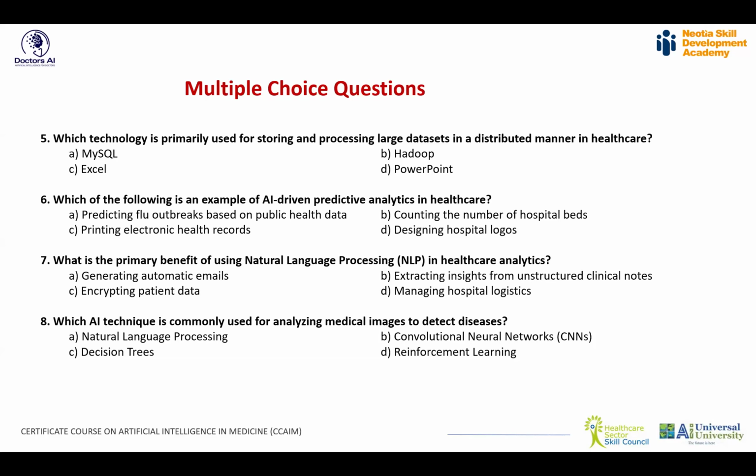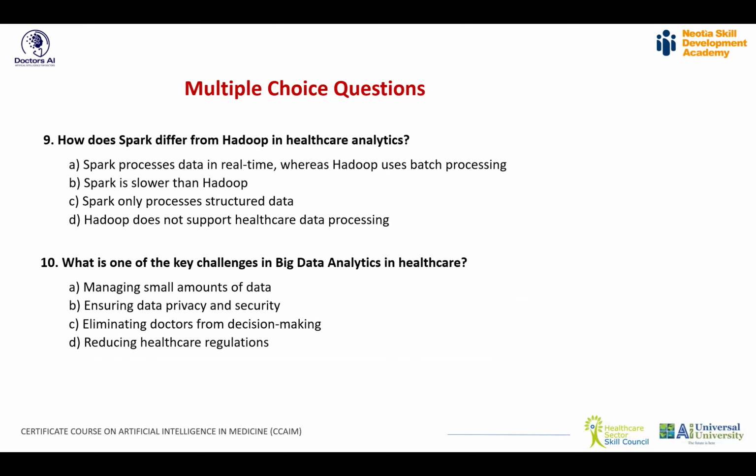Okay, great. Which AI technique is commonly used for analyzing medical images to detect disease? A. CNN. Convolutional neural networks. Yes, CNN, convolutional neural network. Sometime I will explain how we do this and how I use the MRI data or X-ray data. We have also worked on an X-ray AI, chest AI, where we are using the X-ray data. And okay, 2 more questions. How does Spark differ from Hadoop in healthcare analytics?